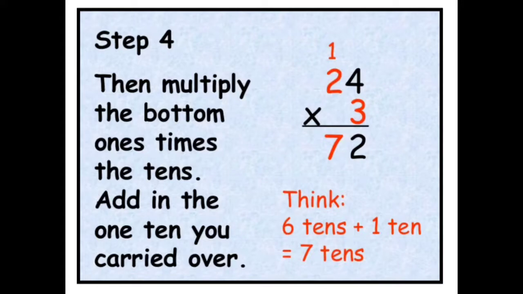Then multiply the bottom ones times the tens. Add in the 1 ten you carried over. So 6 plus 1 is equal to 7. Think: 6 tens plus 1 ten is equal to 7 tens. It means what is our answer? Our answer is 72.